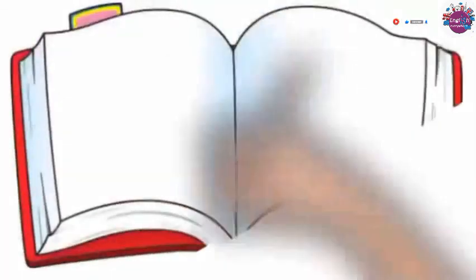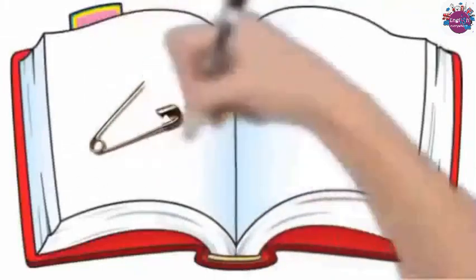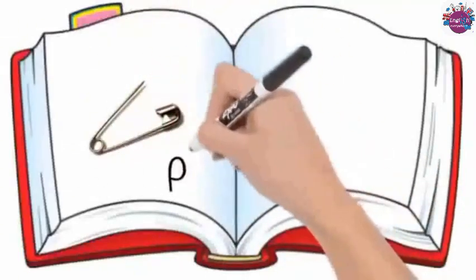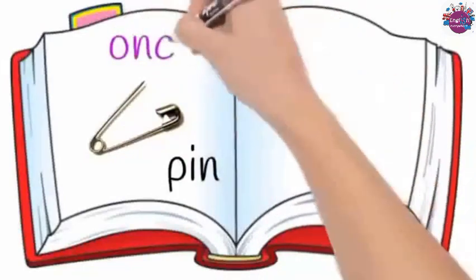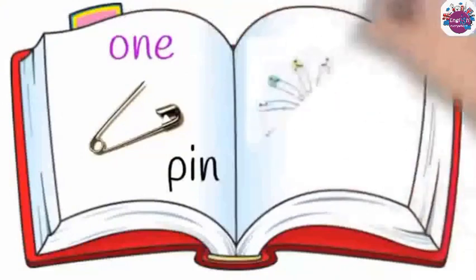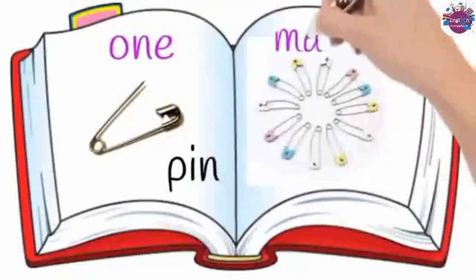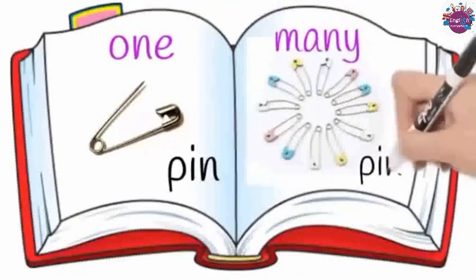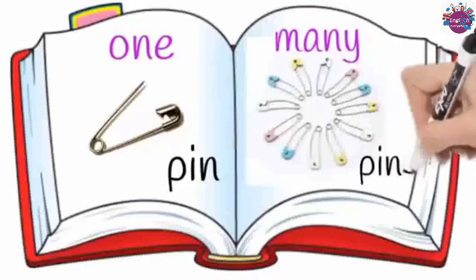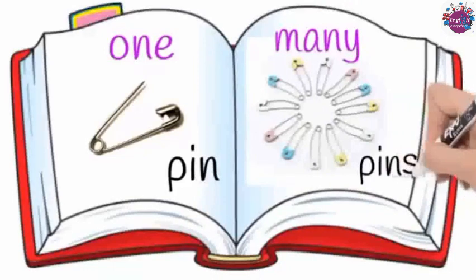Now let's take another example. We see a picture of a pin. And how many pins do we see? We see one pin. Now in the other picture, there are many pins. More than one, so it means many pins. So we don't have to keep saying many. When we say pins, it means many. So we will put the sound S. So for one, we say pin, and for many, we say pins.